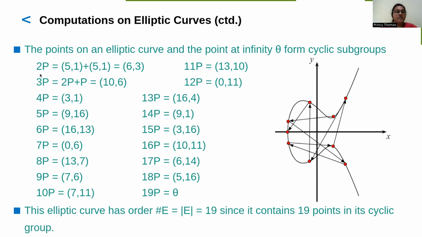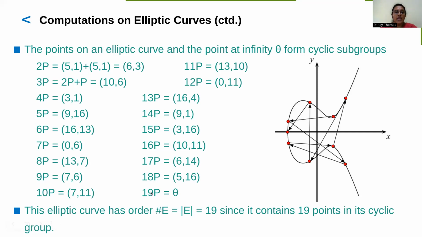Here, we already saw how to calculate the addition of two points. So use those equations and you can calculate. We saw 2P is equal to (6, 3). To find 3P, we do 2P plus P. Here P and Q will be different, so use those equations and we find (10, 6). Then we find 4P, 5P, 6P, 7P, 8P, 9P, all of which are different values.